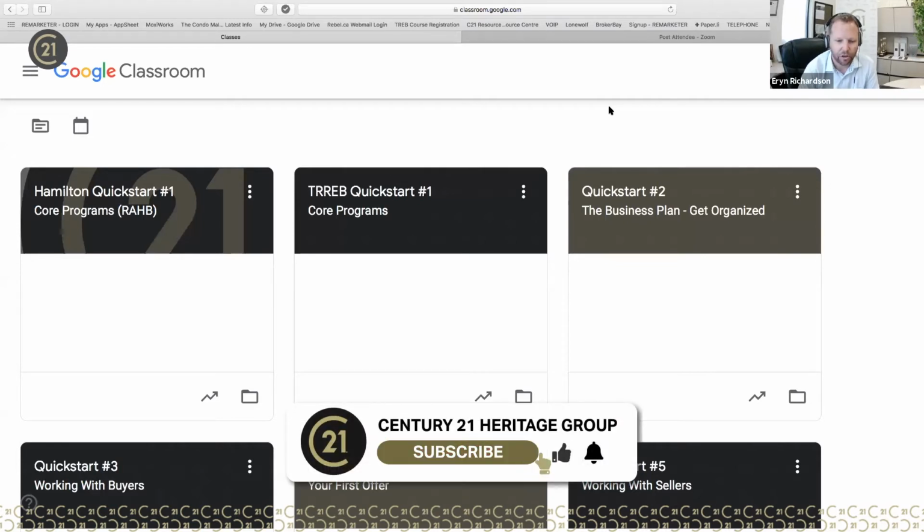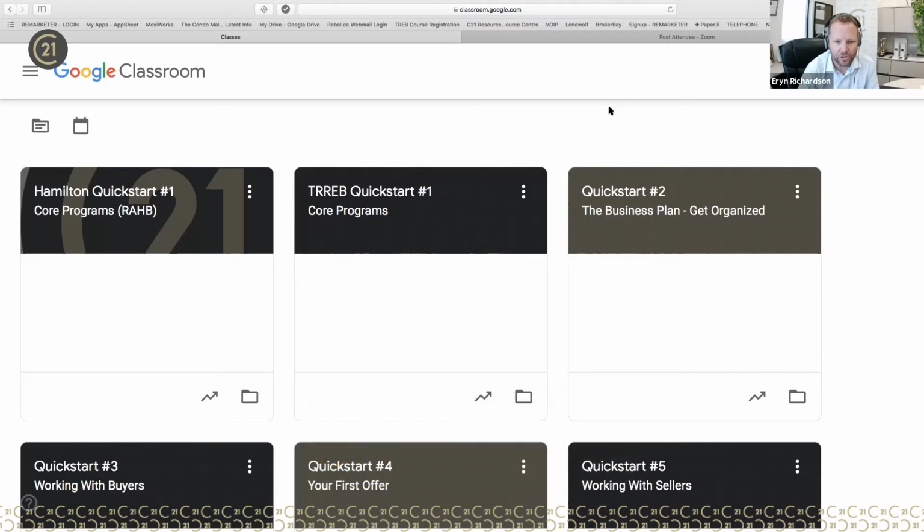And of course, following along in the sessions of Quickstart, we have gone through Quickstart 1, which is getting onto our core programs, Quickstart 2, which is getting your business plan organized, and Quickstart 3, which is working with buyers, so buyer presentations.